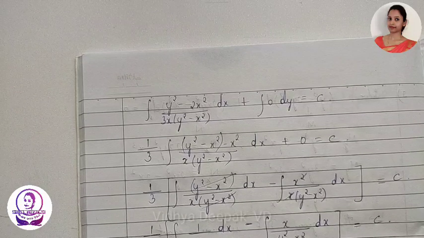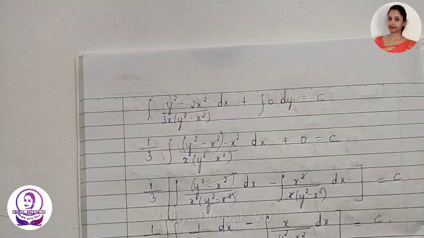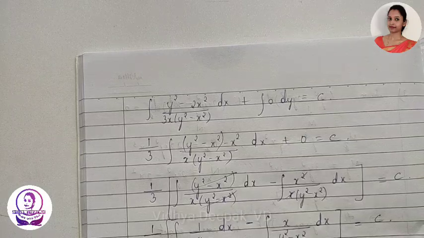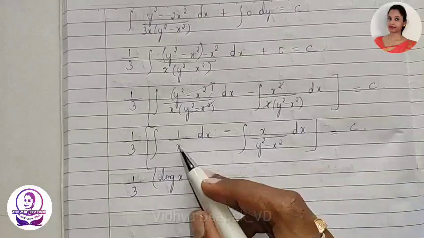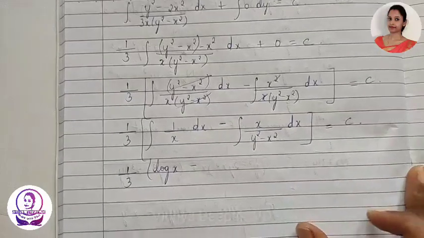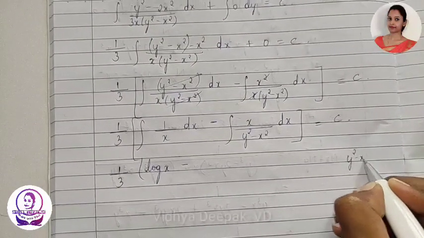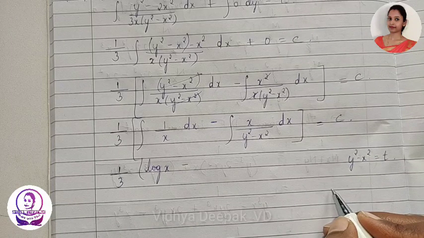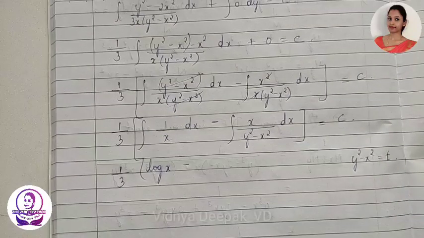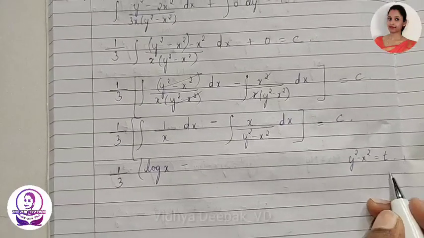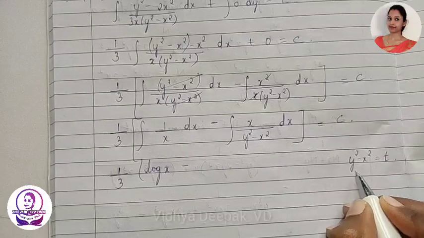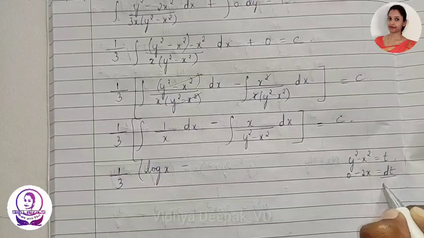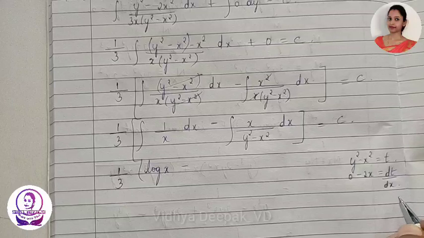So what do we have? 1 by 3 log x minus, here we cannot directly integrate this. 1 by x is log x, but we cannot directly integrate this. So what are we doing? We will take y square minus x square to be t. Now with respect to x, if you differentiate, what do you get? So y becomes constant. This is 0 minus 2x is equal to dt by dx. So what is dx?